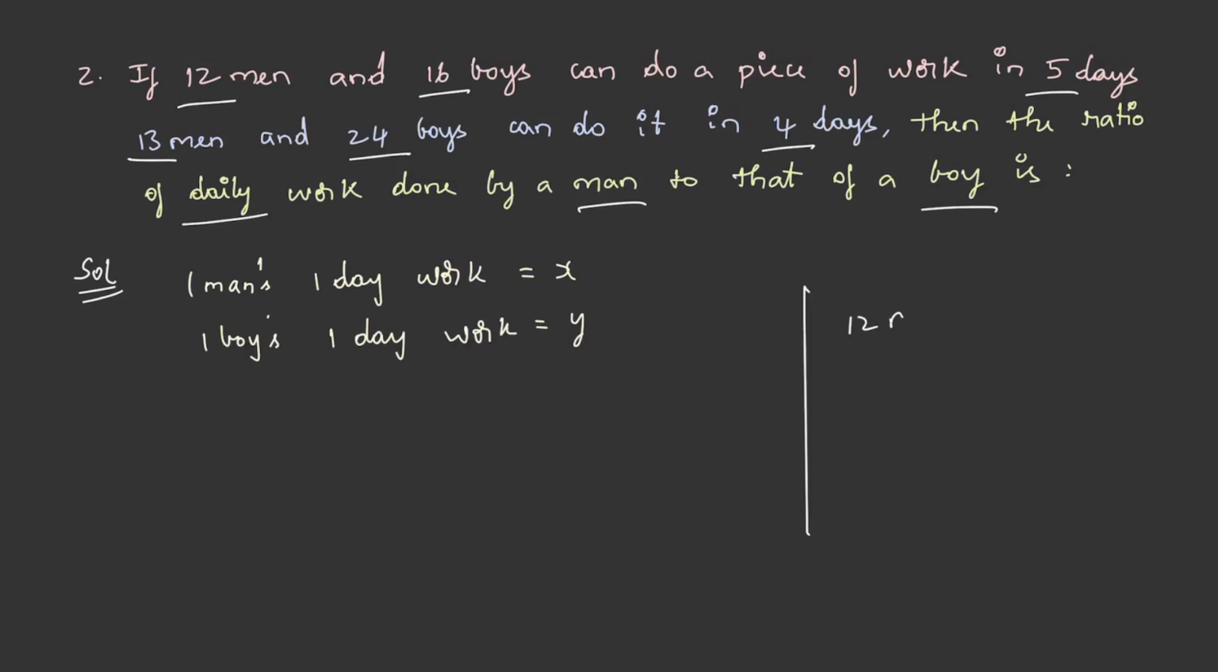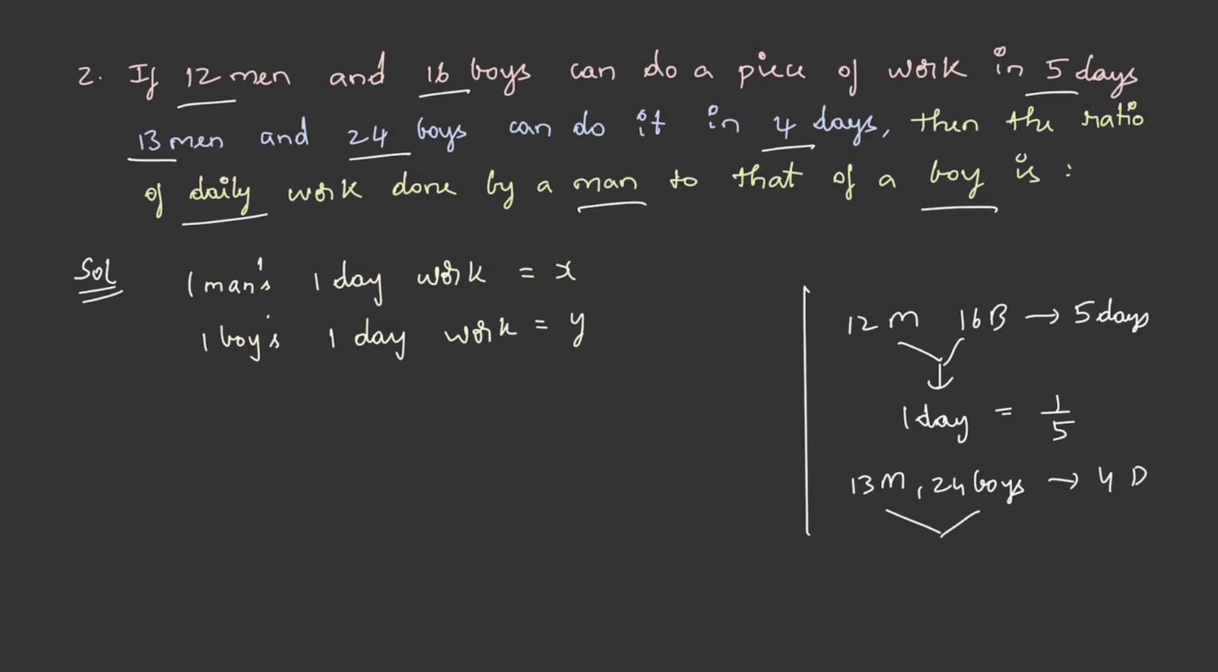It is given that 12 men and 16 boys can do a piece of work in 5 days. So part of work done in 1 day will be 1/5. Similarly, 13 men and 24 boys can do it in 4 days. So part of work done in 1 day will be 1/4.